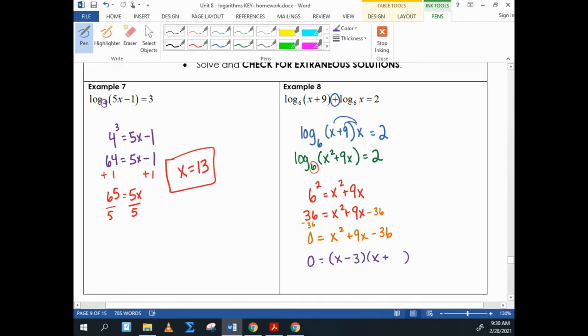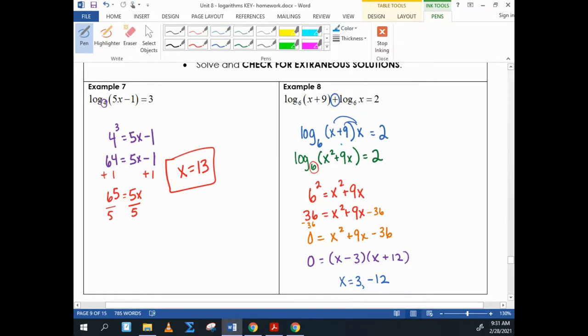I'm going to put a 3 here and a 12 here because 12x minus 3x is 9x, but negative 3 times 12 is negative 36. Now, the reason that we factored this is because now it is a linear equation. Basically, you just set both of these equal to 0, and you could say, well, if x is 3, 3 minus 3 is 0. 0 times anything is 0. Or if x is negative 12, negative 12 plus 12 is 0, 0 times anything is 0. So there's 2 answers.